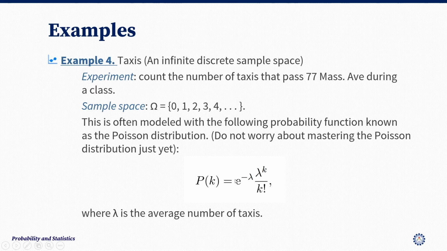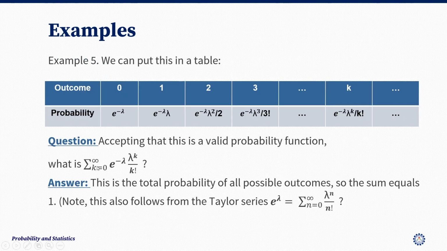For the Poisson distribution, we have the probability of k equal to e raised to negative lambda multiplied by lambda raised to k over k factorial, where lambda is the average number of taxis. Another example is we can put this in a table. So we can put the Poisson distribution in a table. The outcomes would be 0, 1, 2, 3, until k, until infinity.